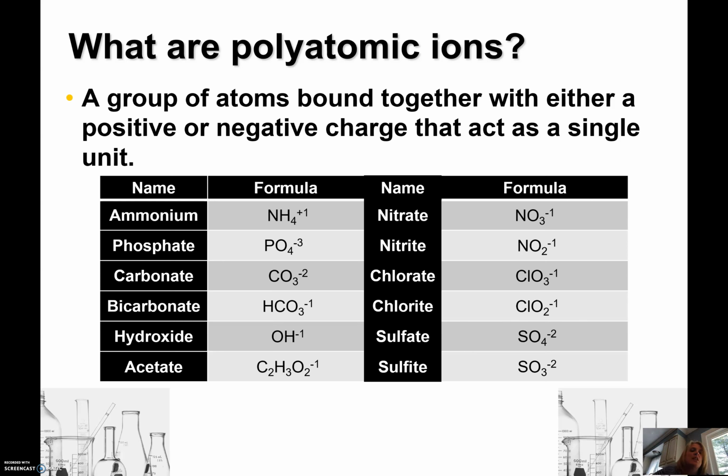There's nitrate, which is a nitrogen with 3 oxygens, and it has a charge of -1. Nitrite is nitrogen with 2 oxygens and -1. We have chlorate, which is chlorine. Cl is chlorine. It's bound to 3 oxygens. It also has a charge of -1. Chlorite, which is chlorine with 2 oxygens and a charge of -1. Sulfate, which is 1 sulfur with 4 oxygens. It has a charge of -2. And sulfite, which is sulfur with 3 oxygens and a charge of -2. So write those down, make yourself flashcards, and memorize these.